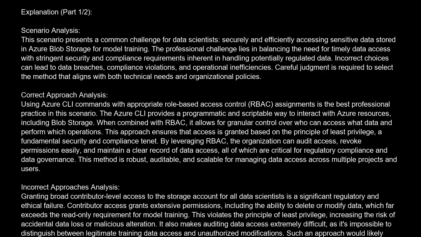Incorrect approach analysis. Granting broad contributor-level access to the storage account for all data scientists is a significant regulatory and ethical failure. Contributor access grants extensive permissions, including the ability to delete or modify data, which far exceeds the read-only requirement for model training. This violates the principle of least privilege, increasing the risk of accidental data loss or malicious alteration. It also makes auditing data access extremely difficult, as it's impossible to distinguish between legitimate training data access and unauthorized modifications. Such an approach would likely contravene data protection regulations that mandate strict access controls and data integrity.